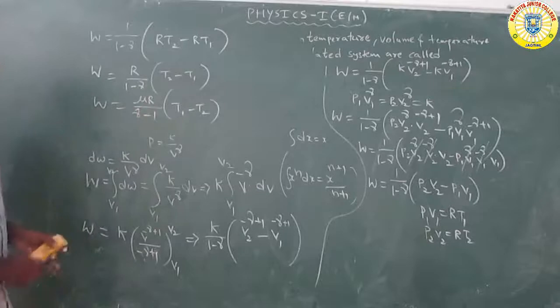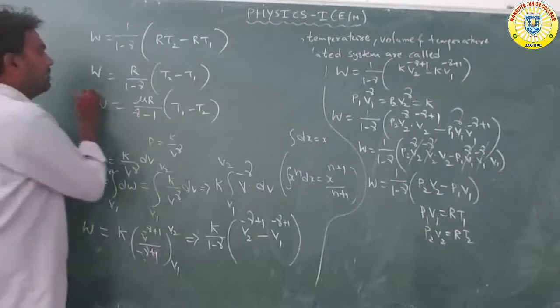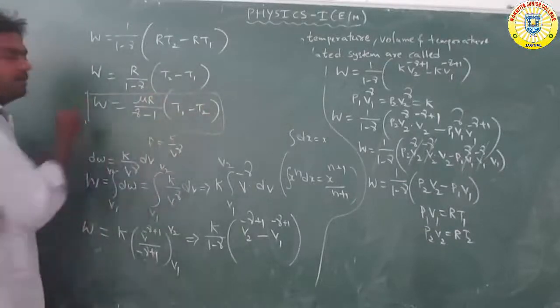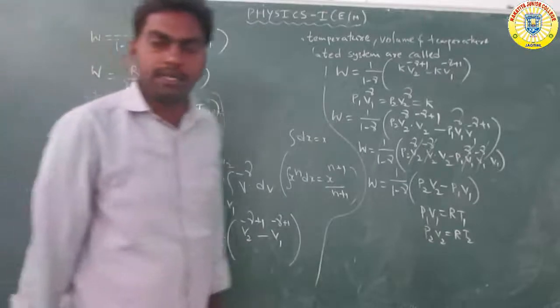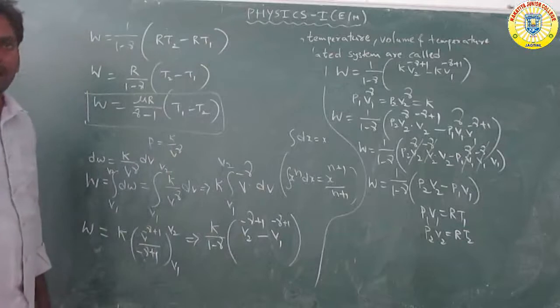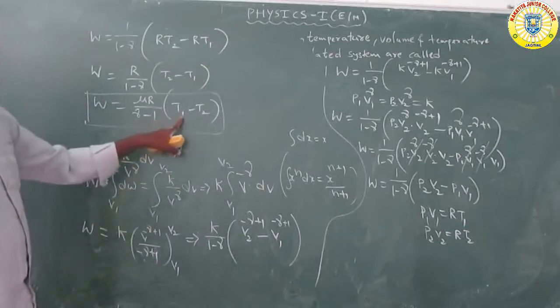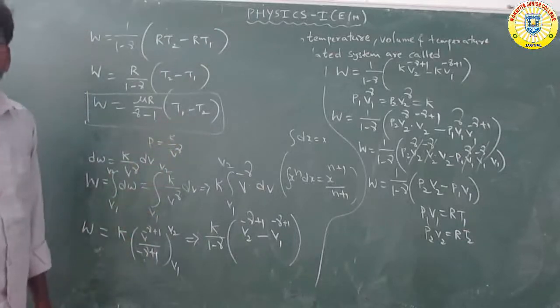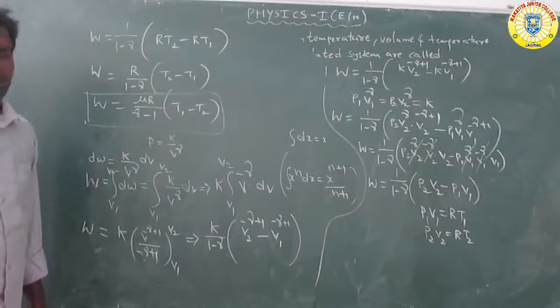So the total work done by the gas in the adiabatic process is W equal to mu R by gamma minus 1, T1 minus T2 we can write. Okay, got it?